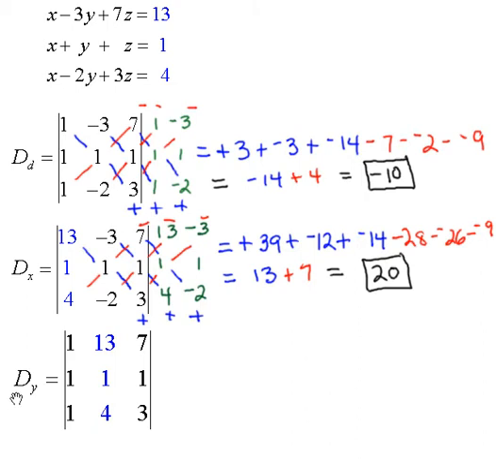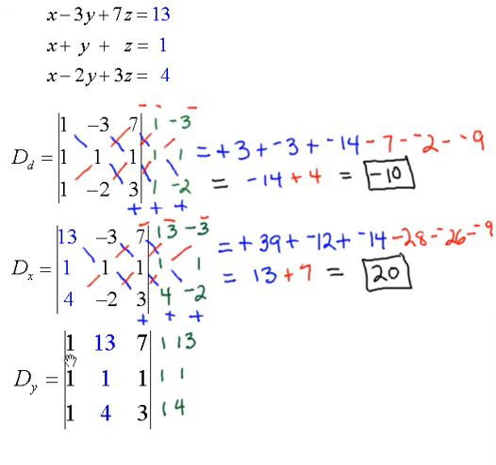Our next job is to find the determinant of the numerator of y. We're going to take the y coefficients, -3, 1, and -2, and replace them with the constants 13, 1, and 4. So the second column, which represented the y coefficients, we'll take the y coefficients -3, 1, -2 out, and put the constants 13, 1, and 4 in their place.